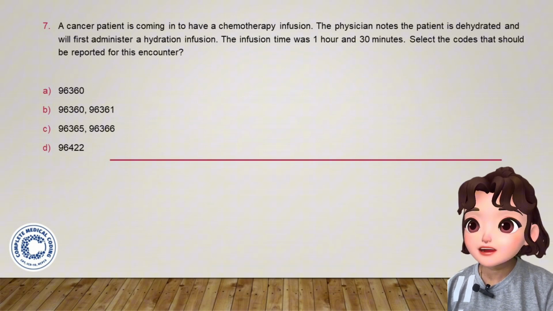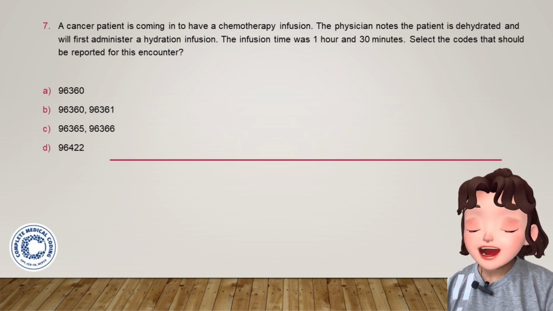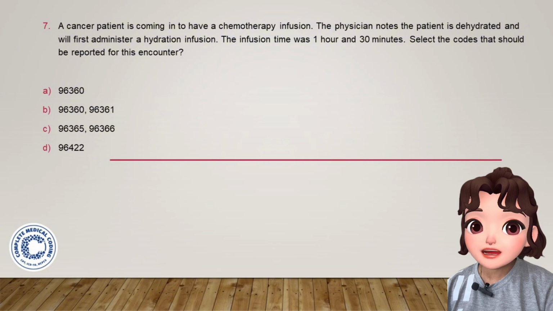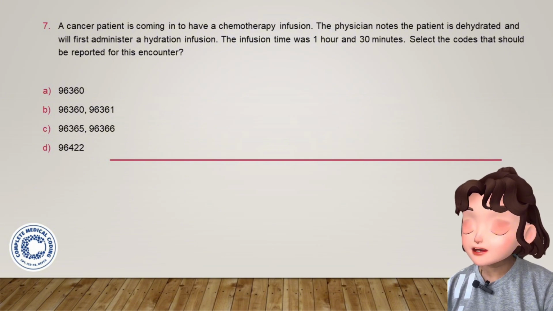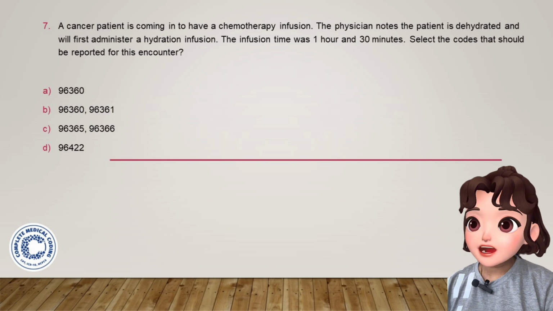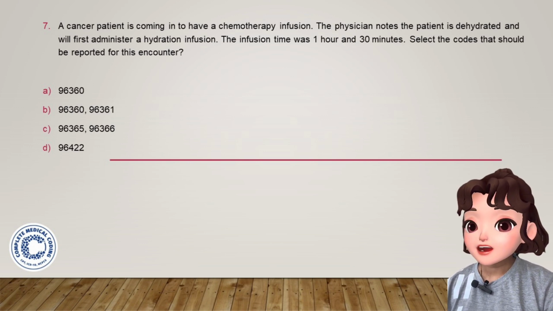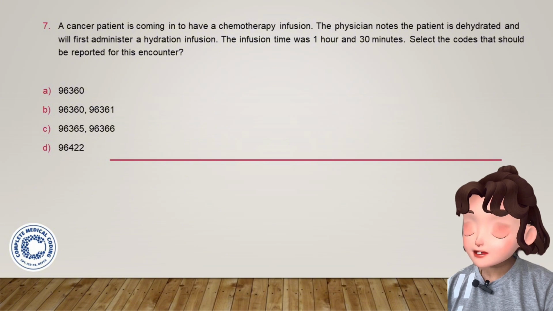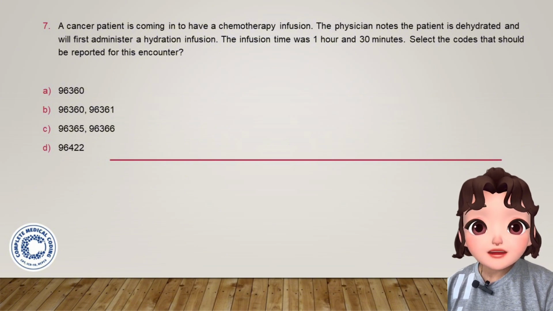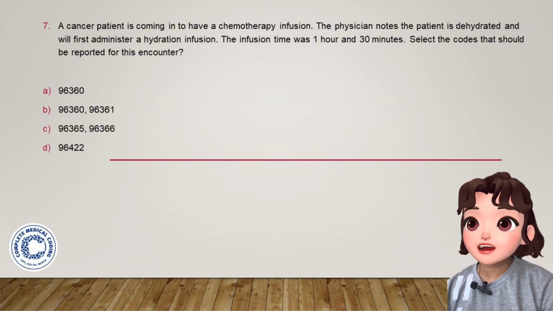So just go to the infusion codes one by one. 96360, what does 96360 represent? Intravenous infusion hydration, initial 31 minutes to 1 hour. We have 1 hour 30 minutes. So up to 1 hour we will code 96360. And what is additional code 96361? That is each additional hour. It is not 30 minutes, it is each additional hour.